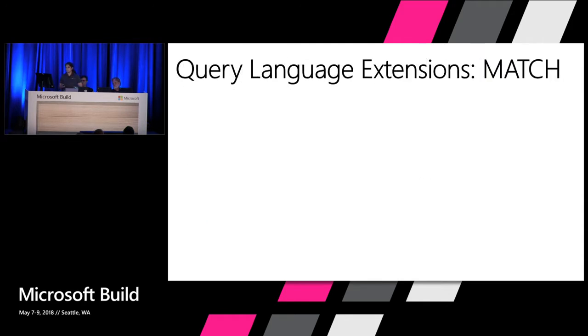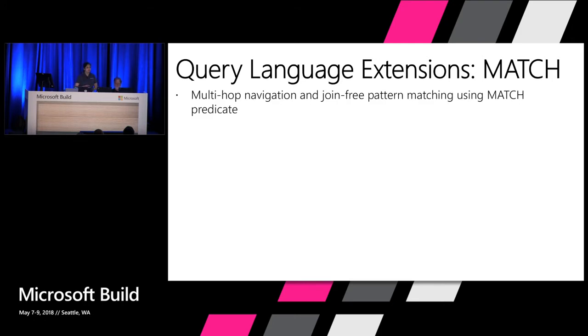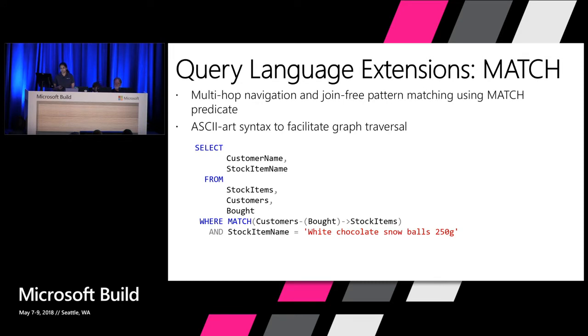Moving on, let's look at the match predicate that we have introduced. Match helps multi-hop navigation. It supports a join-free syntax for navigation through your graph. And it uses an ASCII art style syntax for graph traversal. So this is how your traversal query will look like.